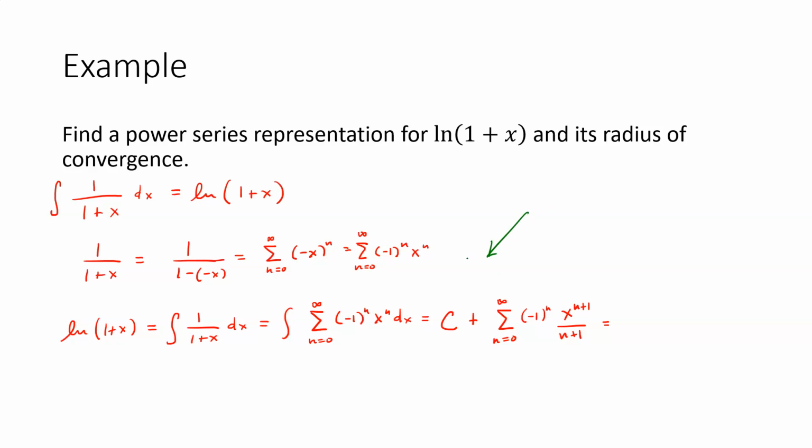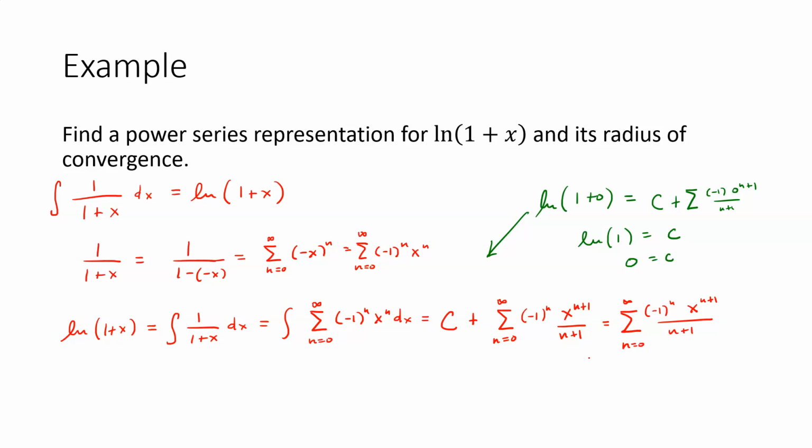If I were to substitute x equals 0 into both sides of this equation, well, then I would just be replacing x with 0 here, which is of course just 0. So we have ln of 1 equals c plus 0. And ln of 1, of course, is 0. So that gives me c is equal to 0. So in fact, we don't need this c here. We can remove that, and our power series would be the series n equals 0 to infinity of negative 1 to the n, x to the n plus 1 over n plus 1.